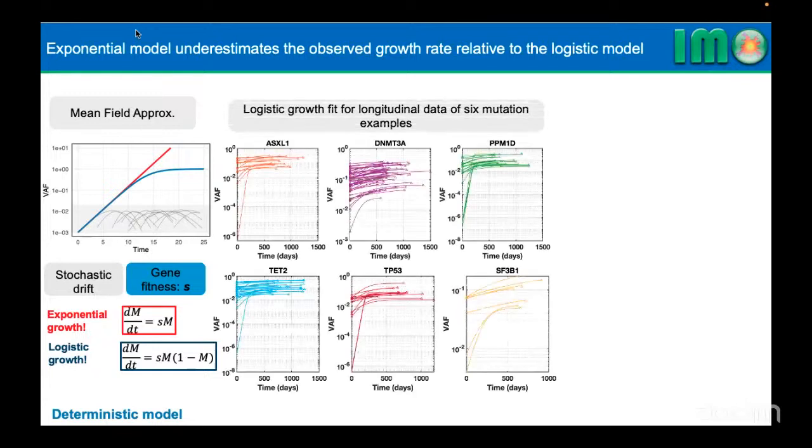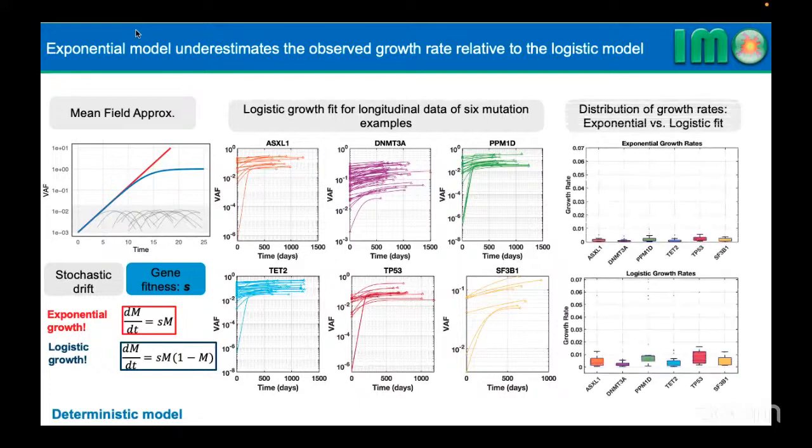So that's why I used the Bolton data set and fit these famous mutations in this data set with the logistic equation and the exponential one that they did. And I observed that the exponential model kind of underestimates the growth rate of the VAF. So the fitness is different if you use either of these deterministic approaches.